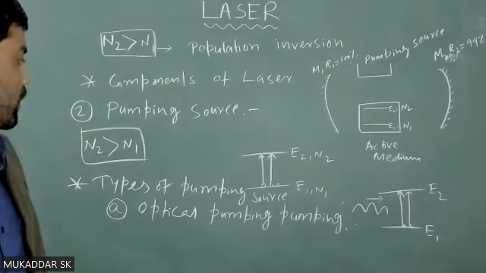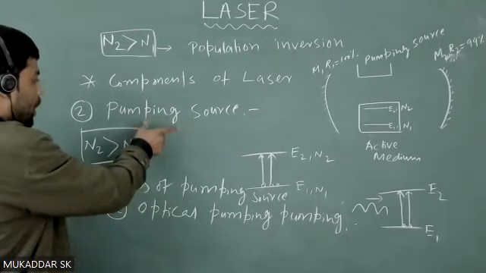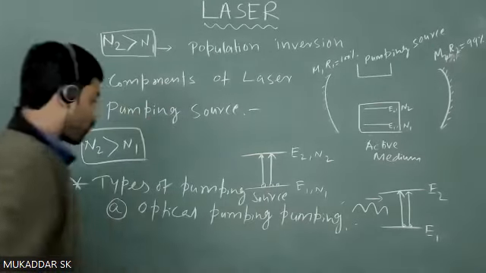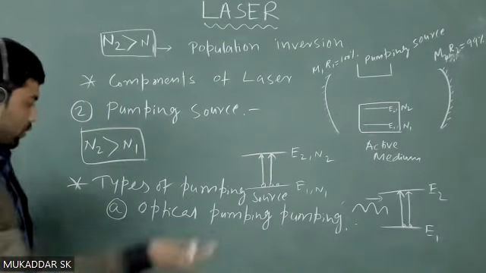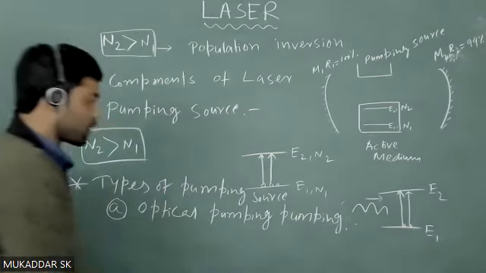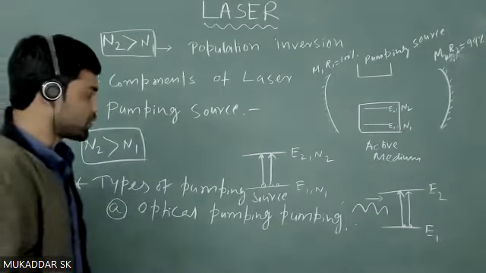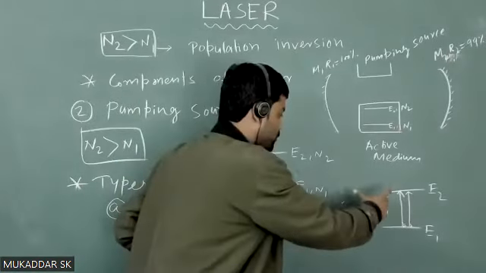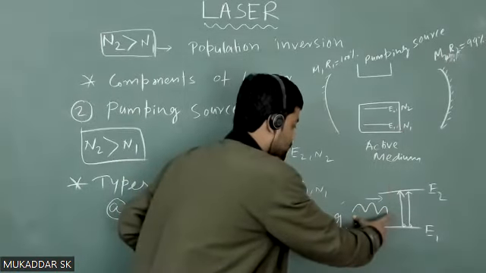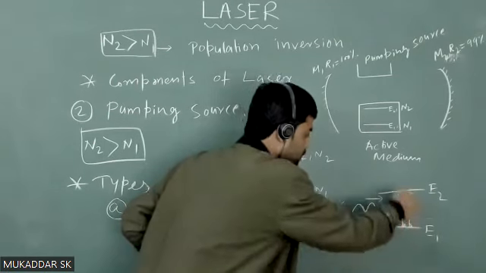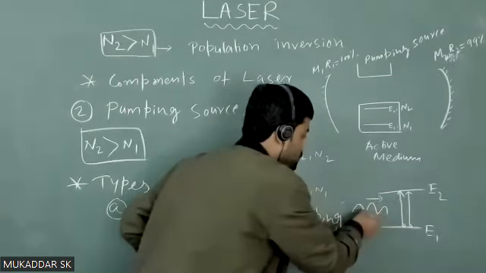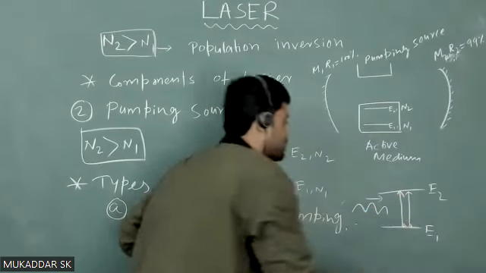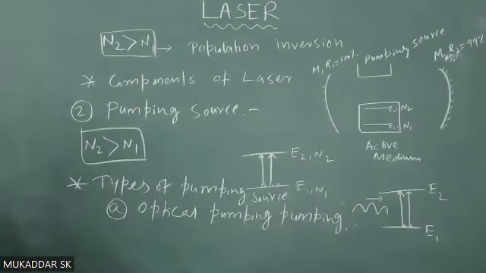Yeah, what I'm saying is that we need to pump the atom from E1 to E2. For that, we need a pumping source. So there are various kinds of pumping source, and one of them is optical pumping. In optical pumping, we basically use light or photons that we shine inside the system, and atoms in the ground state absorb these incoming photons and make a transition. In that way, we can achieve population inversion.